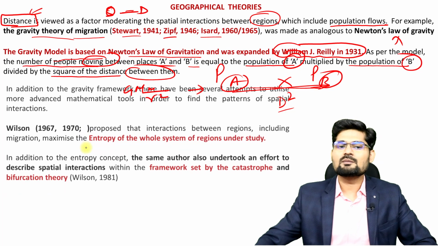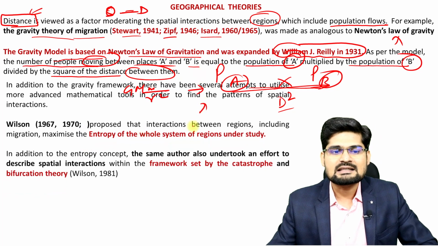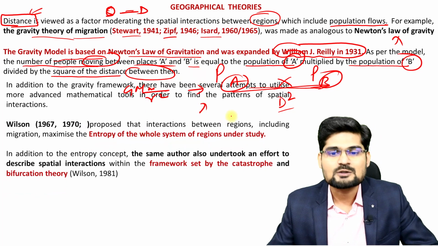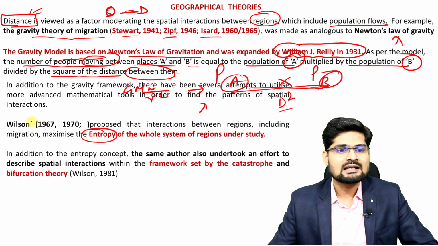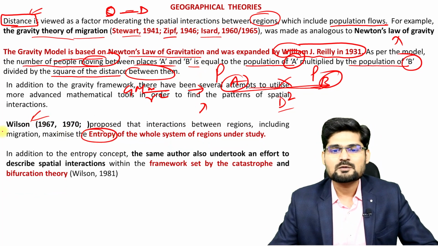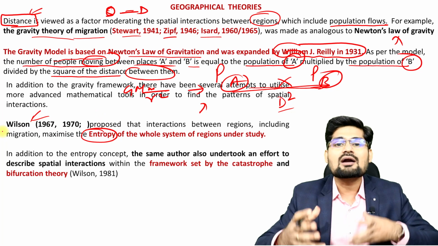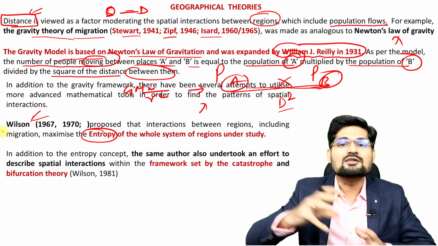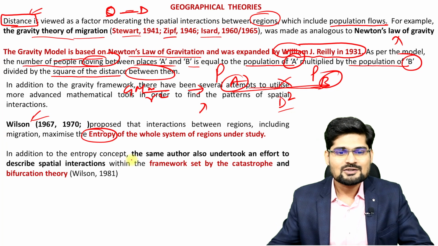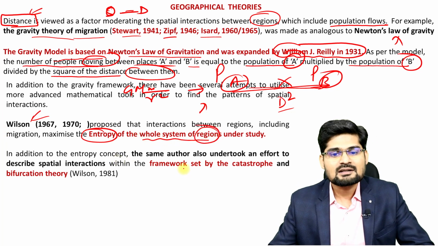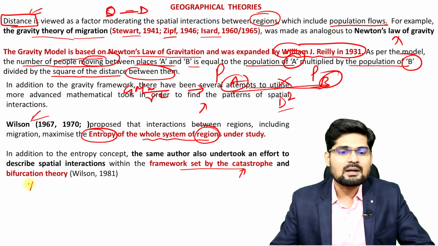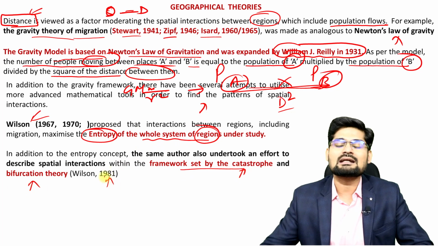Then further, if you observe, in addition to these theories, there were several other spatial theories also given, right? For example, the entropy theory given by Wilson. It was proposed to understand the disorderliness of the regions and the determination of migration. So it was talking about the entropy of the whole system of regions under study. Then further, the framework set by catastrophe and bifurcation theory was propounded in the 1980s.